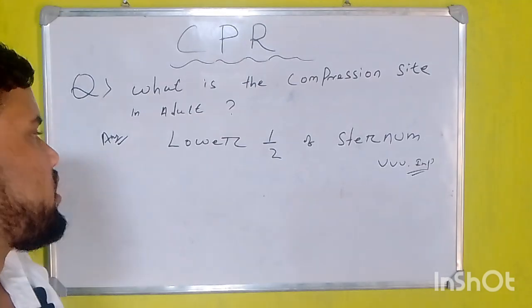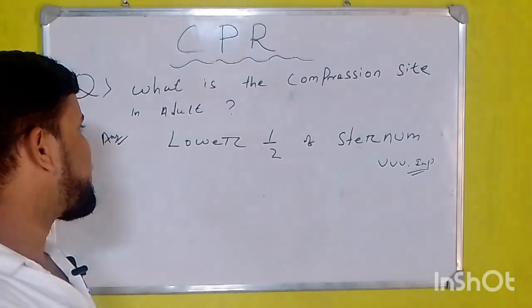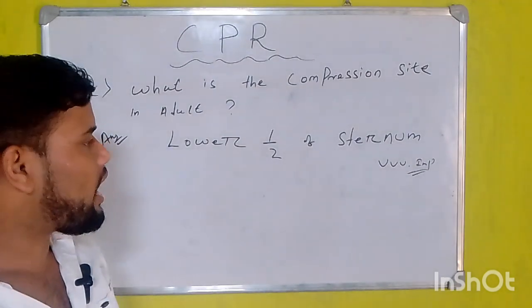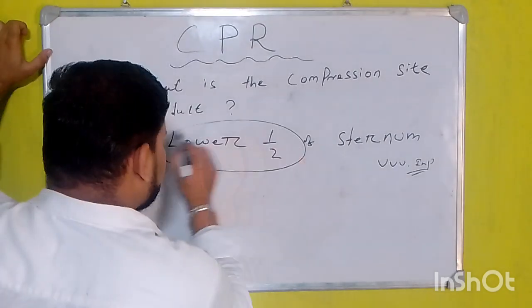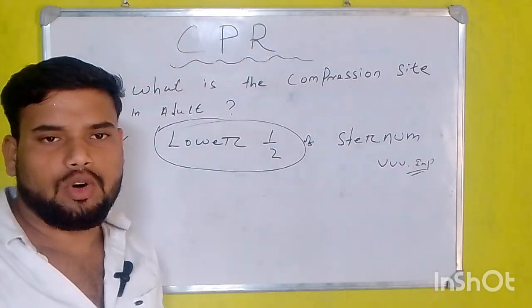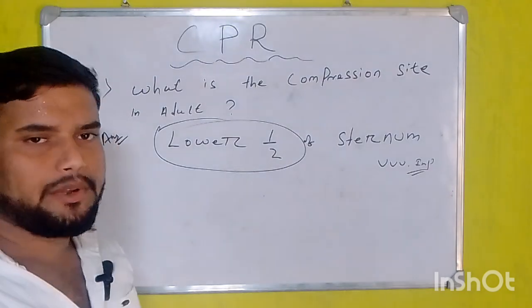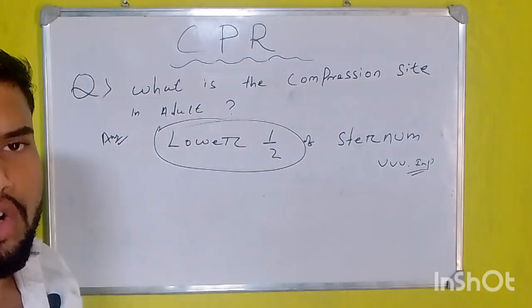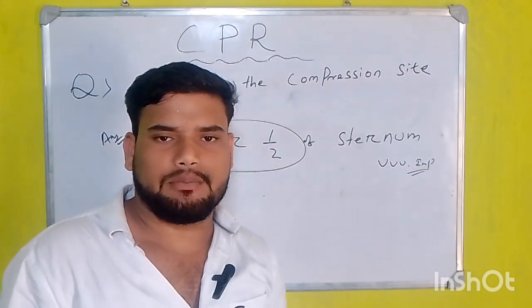So this is the most important question. What is the compression site in case of adult? That is the lower half of the sternum. This is the most important question. What is the site of compressions in case of adult? That is the lower half of the sternum.